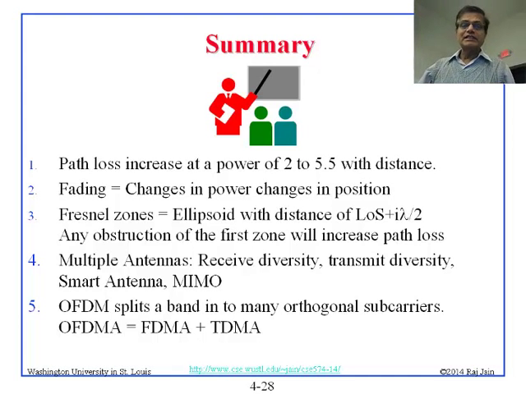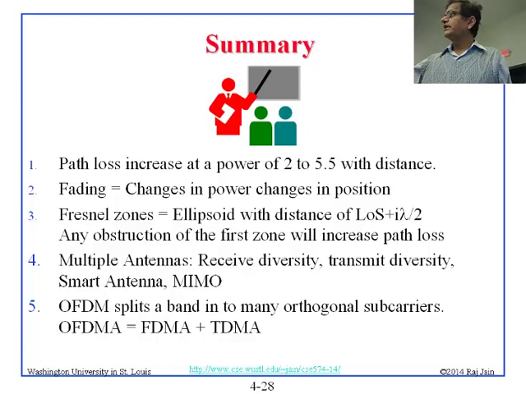Fading means changes in the power. So that is what we call fading. It's the power loss, right? Fresnel zones. Now you know the Fresnel zones, those ellipses. The more clearance you have, the more ellipses can pass through, and the better signal you will get. Any obstruction in the Fresnel zone will increase the path loss.